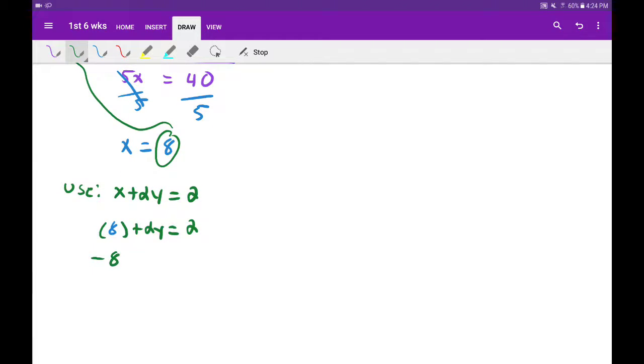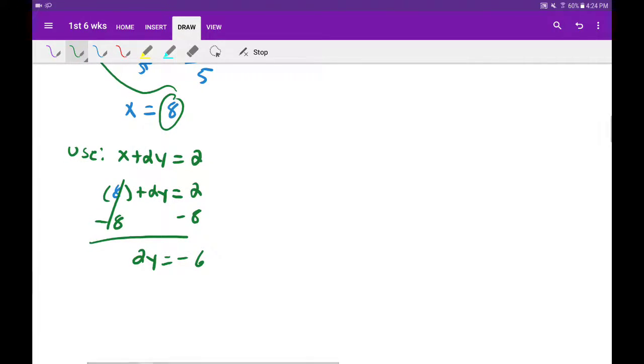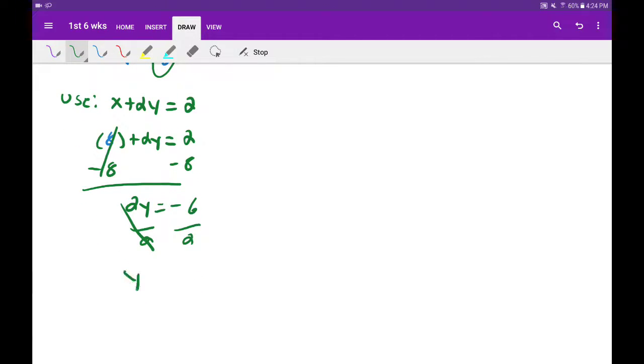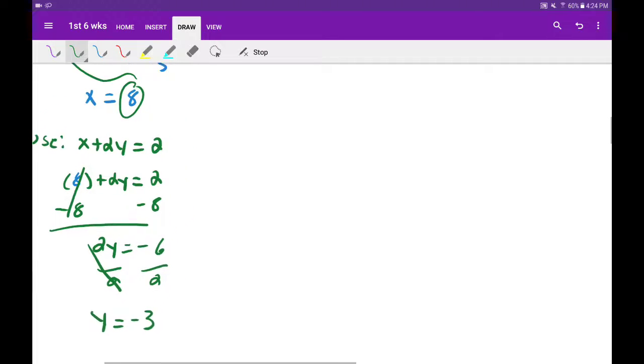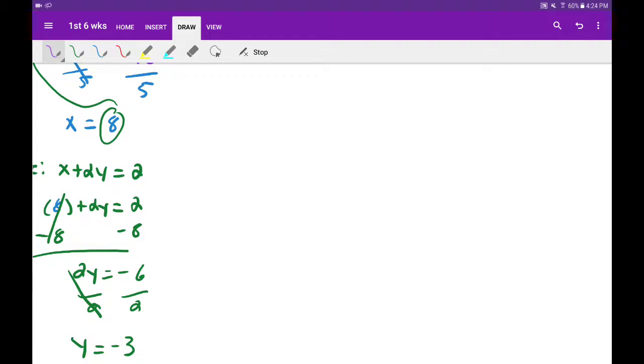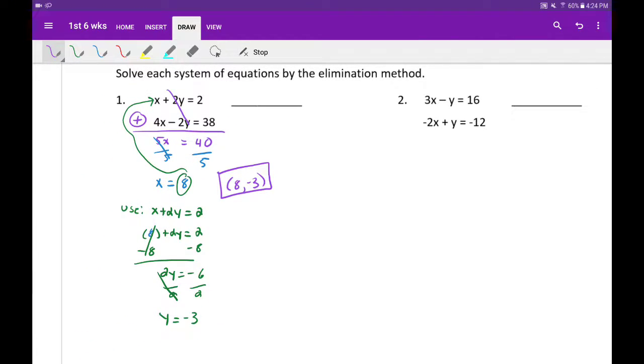So I'm going to subtract 8 from both sides. We get 2y equals negative 6. Divide by 2. And we'll get y equals negative 3. So the solution to this one will be (8, negative 3). And that'll be our answer for number 1.